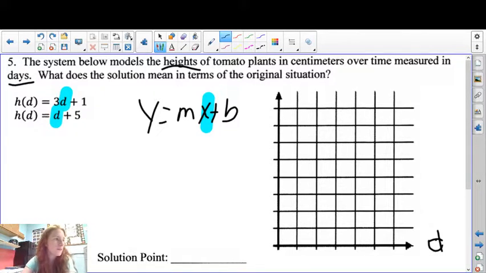Sorry, I hit the side of my computer. It causes everything to zoom out. What does the solution mean in terms of the situation? So I have two things it could be. It could be height, or it could be days. Well, does it make sense to use the letter d for height? No, it makes sense for days.